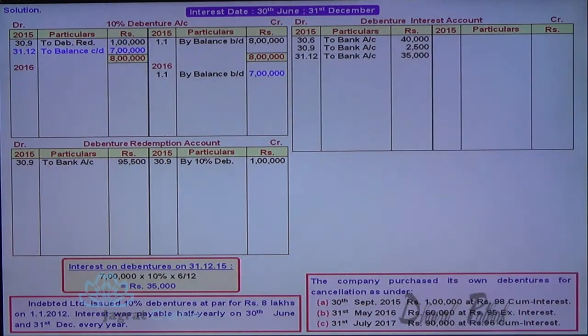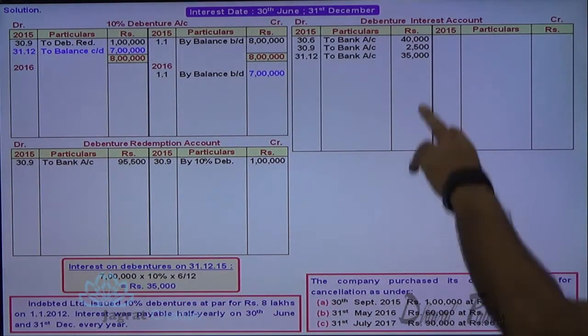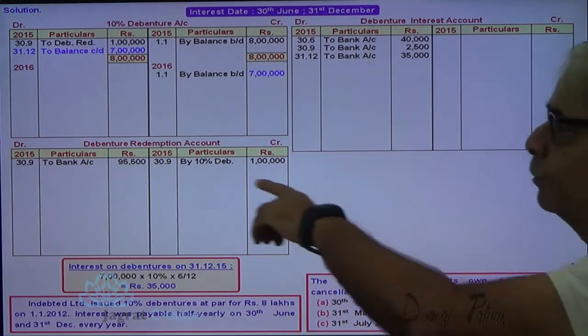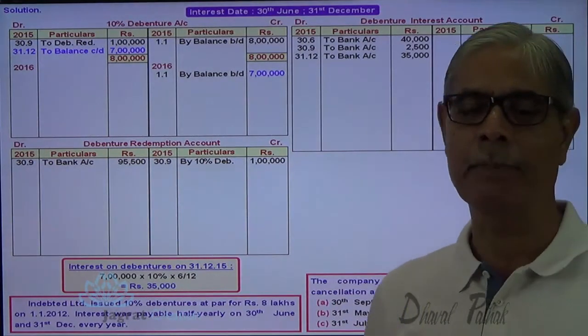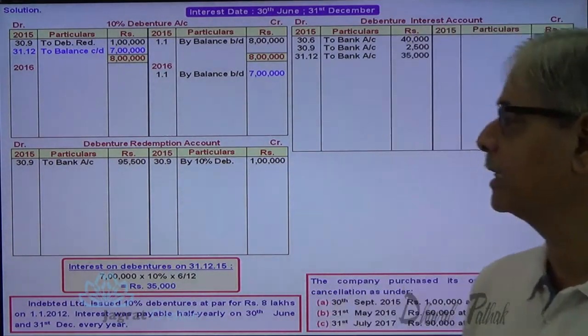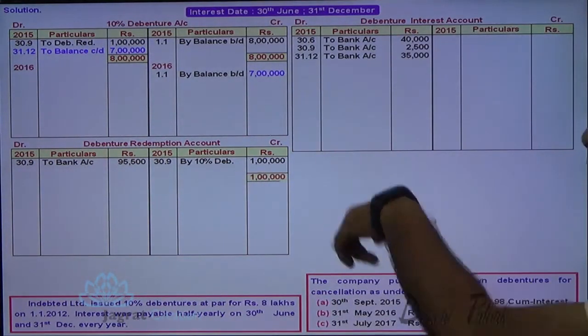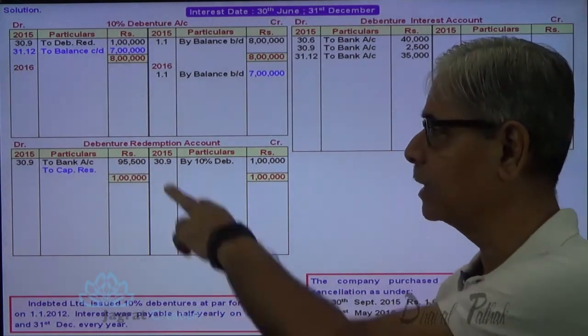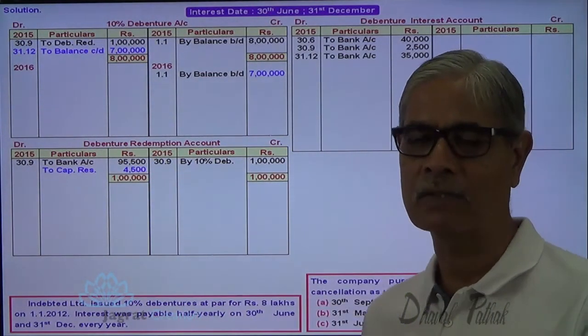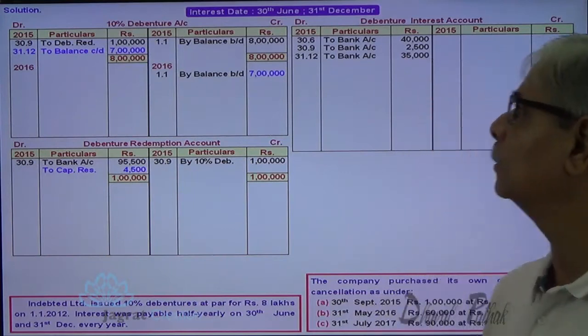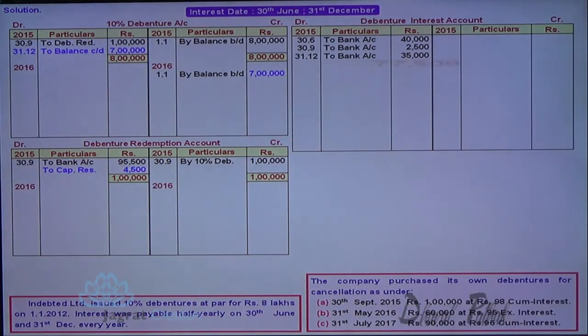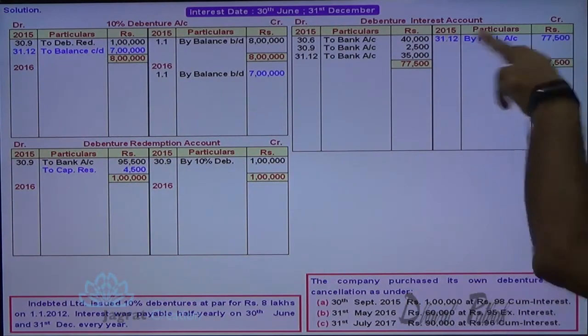Now whatever the debenture interest is there will be transferred to profit and loss account, and the profit on cancellation of debenture will be transferred to capital reserve. So 1 lakh minus 95,500, this is profit on cancellation of debenture 4,500, transferred to capital reserve. And this is the total debenture interest paid during the year, that is transferred to profit and loss account at the end of the accounting period.